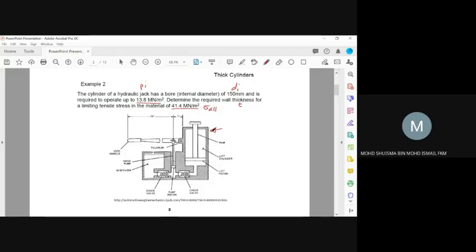So if we take a look at the cylinder itself, now how this operates is it is sitting in atmosphere. So what we know is PO is equal to P atmosphere. So for the cylinder itself, we have PI here inside the cylinder. When we pump this pump here, it will pull from the reservoir and push fluid into this cavity here, which will then increase the pressure to push this ram up. So the cylinder will have to support this pressure, and it must not exceed this stress, which is tensile stress.